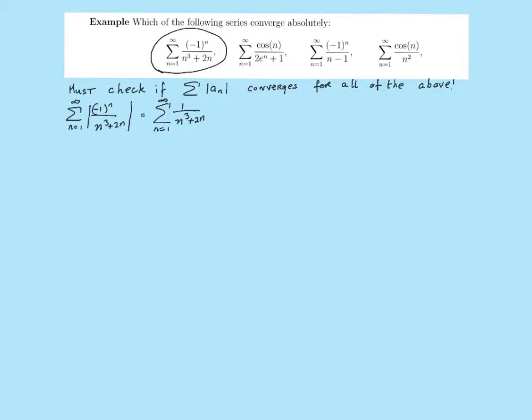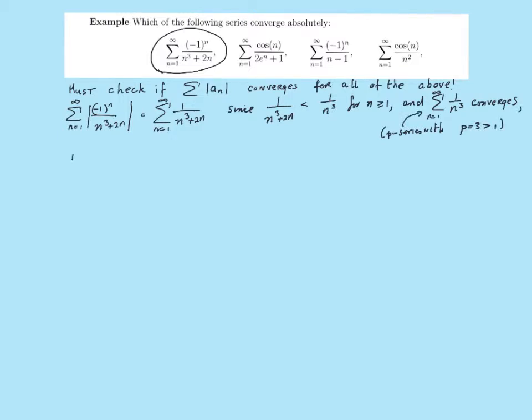Now, n cubed plus 2n is bigger than or equal to n cubed for n bigger than or equal to 1, so therefore 1 over n cubed plus 2n is less than or equal to 1 over n cubed for n greater than or equal to 1. We know that the sum from 1 to infinity of 1 over n cubed converges because this is a p series with p equal to 3, which is greater than 1. Now we can conclude that the sum of 1 over n cubed plus 2n converges by the comparison test.